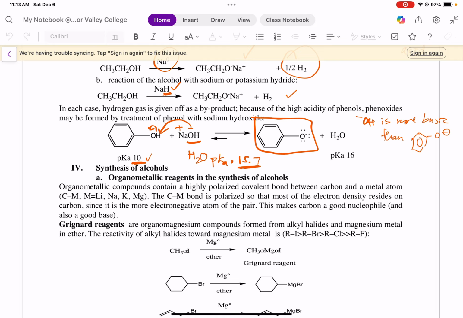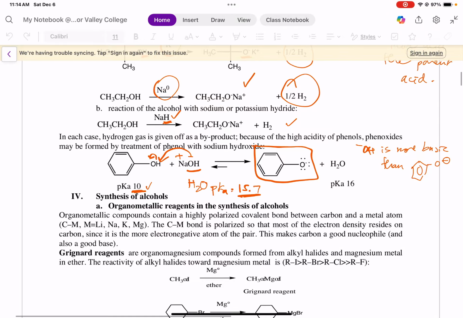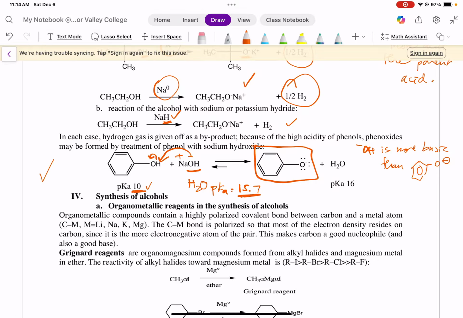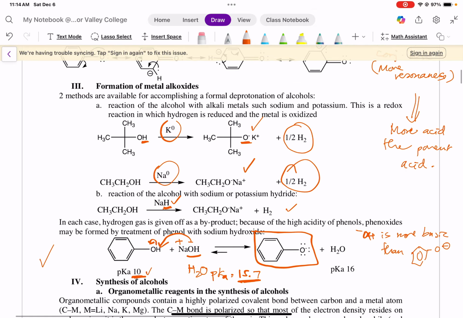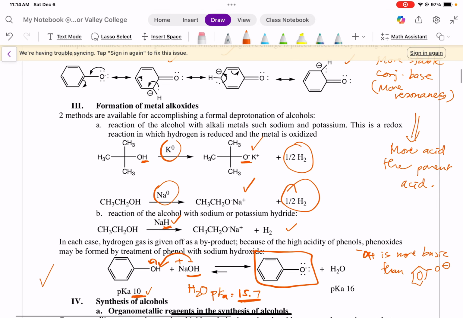All right. Today we'll finish up the alcohol and phenols chapters. In the last video, we got to about right here, which is turning alcohol into alkoxide. So there's a few different ways you can do that.